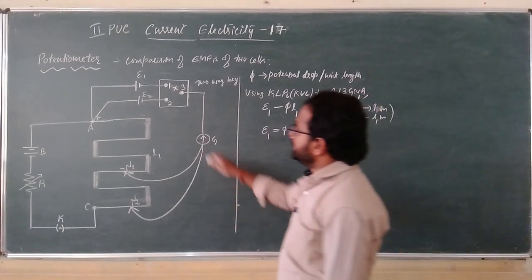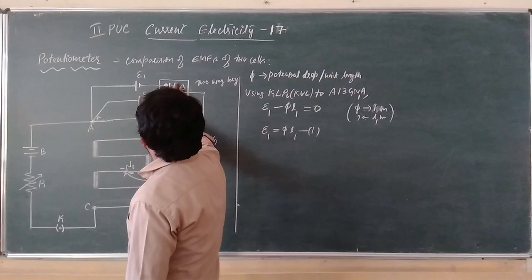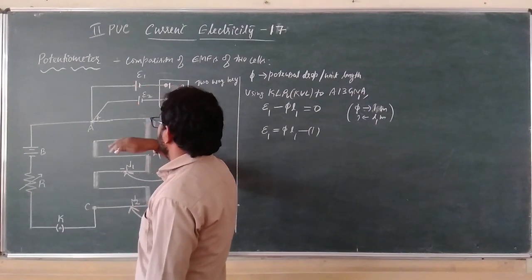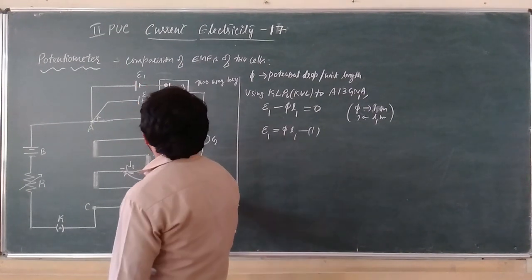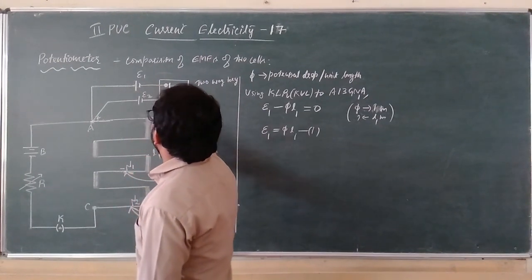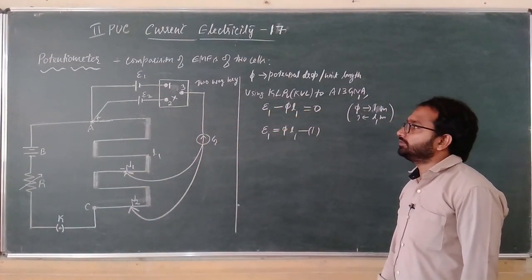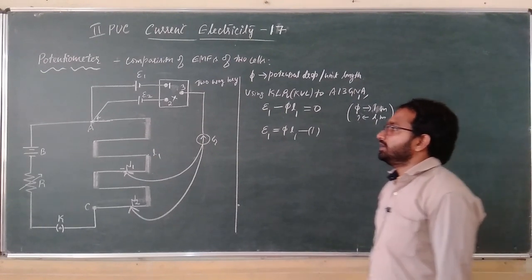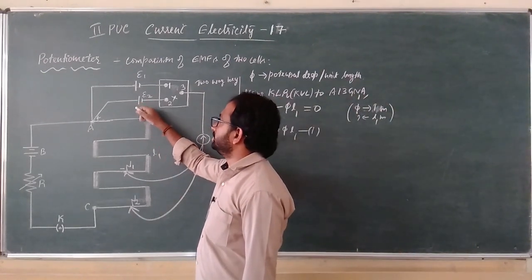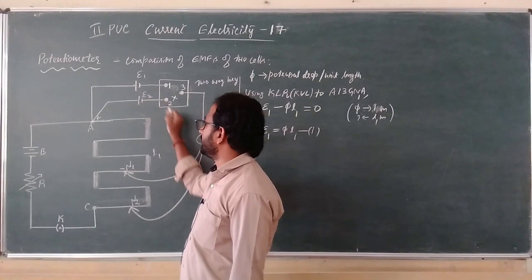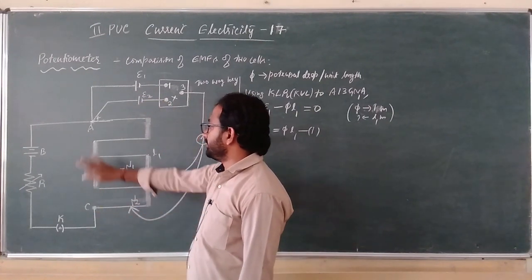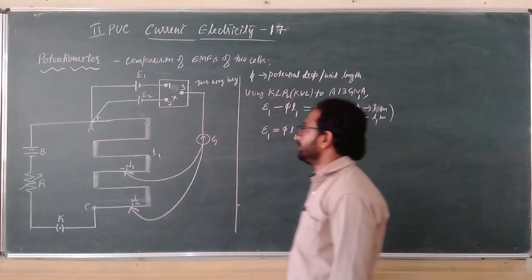So now open this key. Now the source E1 is disconnected from the circuit. Now close keys 2 and 3. Now 2 and 3 of the two-way key are connected. So then the other cell of EMF E2 is connected to the primary circuit, to the potentiometer.